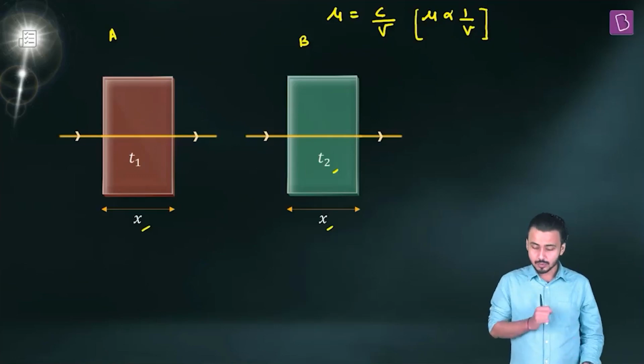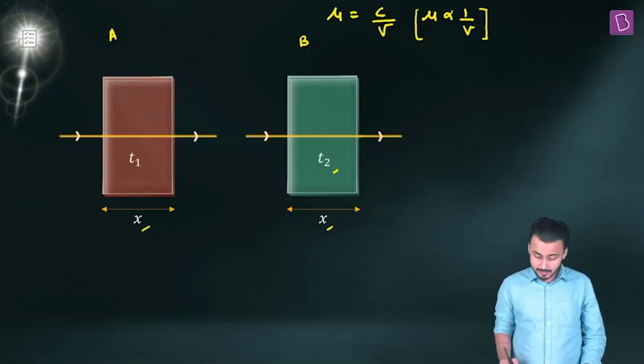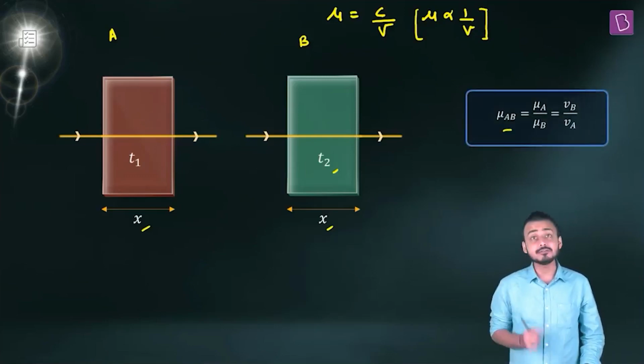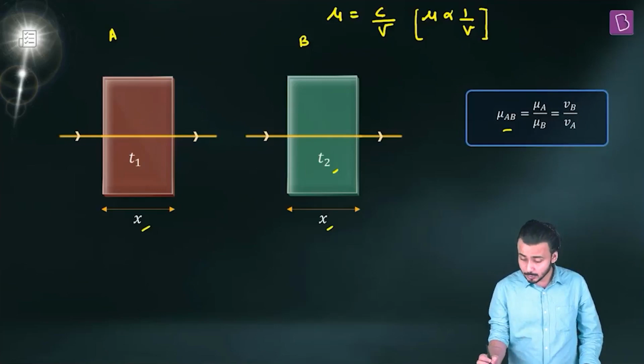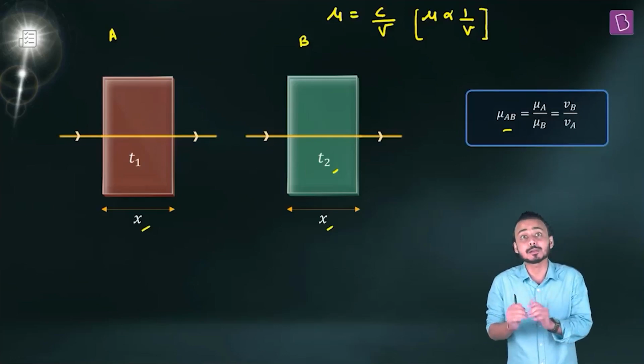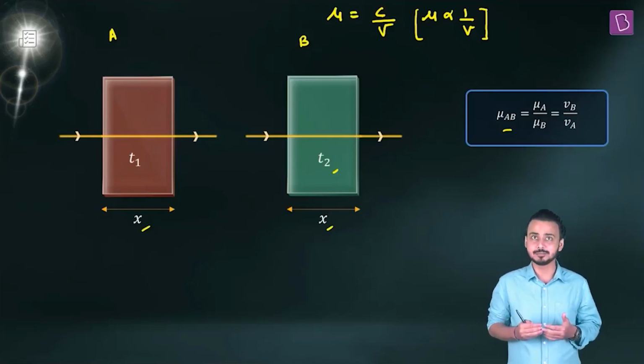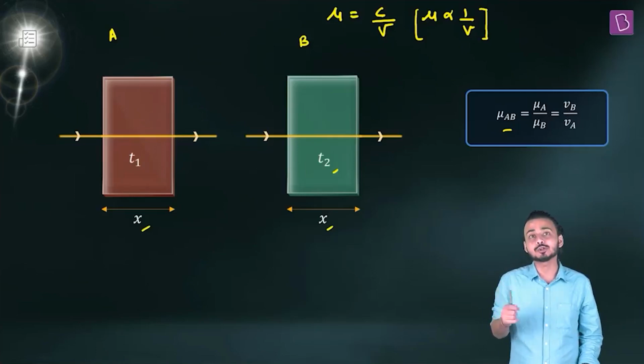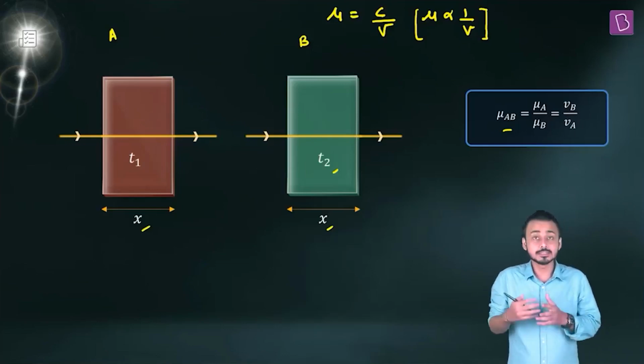Correct? Now, with that information, mu proportional to 1 by V, can you say that mu of AB, which is mu A by mu B, will be equal to VB by VA? Because mu is inversely proportional to the speed of the light ray inside the medium. So the ratio of mu's will be the inverse ratio of the speeds of the light ray in the media, right? Now, VB by VA is not the option. Had it been an option, I might have ticked it. But then you have to relate it with certain other things as well.